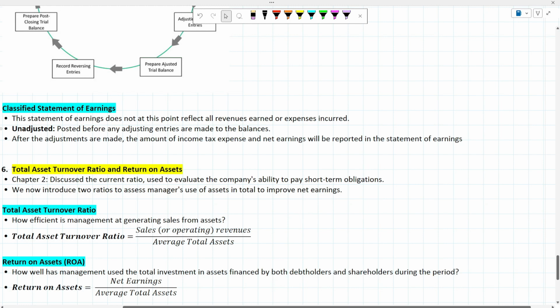So classified statement of earnings. This statement of earnings does not at this point reflect all revenues earned or expenses incurred. Unadjusted just means that posted before any adjusting entries are made to the balance, like I explained before. After the adjustments are made, the amount of income tax expense and net earnings will be reported in the statement of earnings. So you go to the statement of earnings.